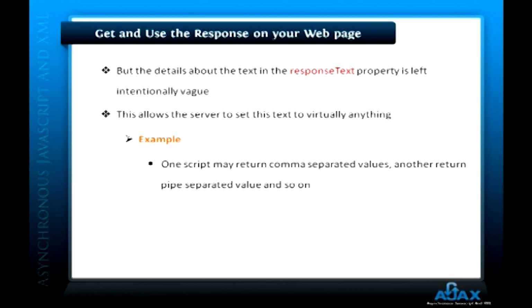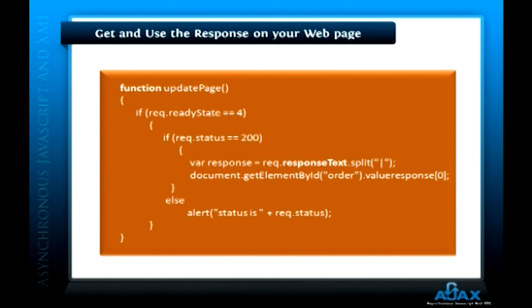Okay, now just have a look at this example. Here, first the responseText is pulled out and split on the pipe symbol using the JavaScript split method. The resulting array of values is dropped into this variable, response, and here we have assigned its first value to the field with an ID of order. That's all very simple, isn't it?